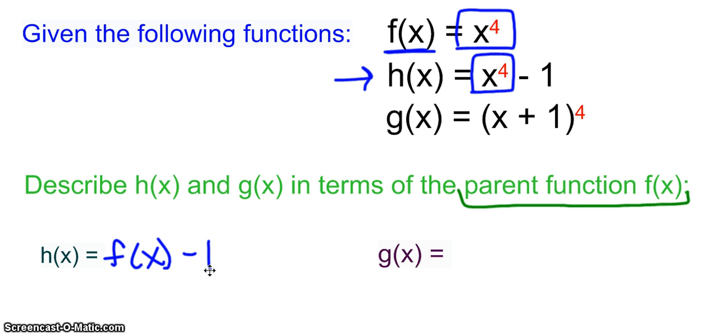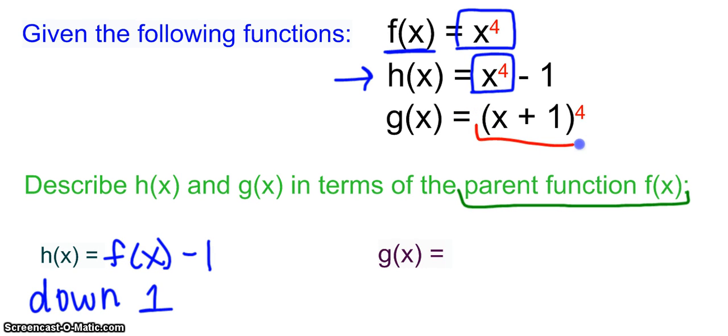I made a substitution. So really this is moving the function down 1, because you're finding your y value and then subtracting 1. g of x, on the other hand, I'm going to change colors here.